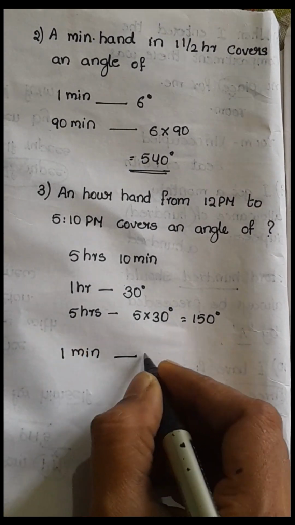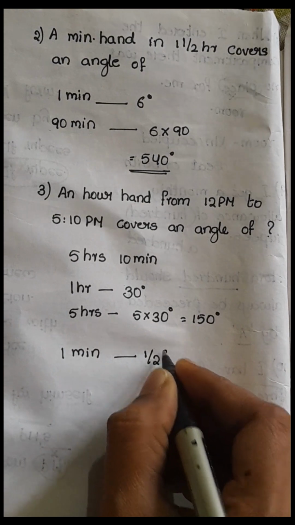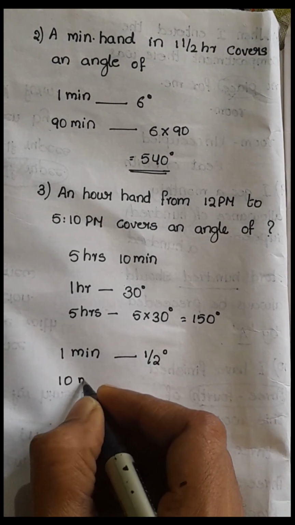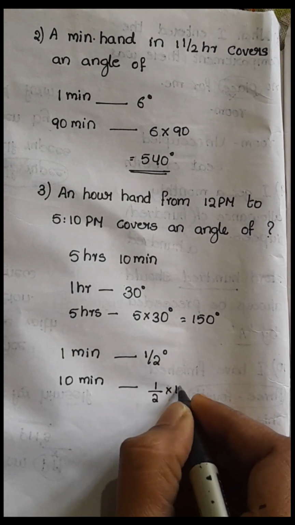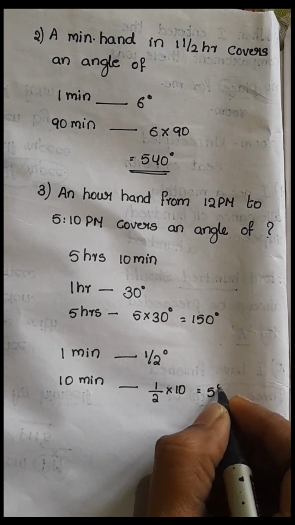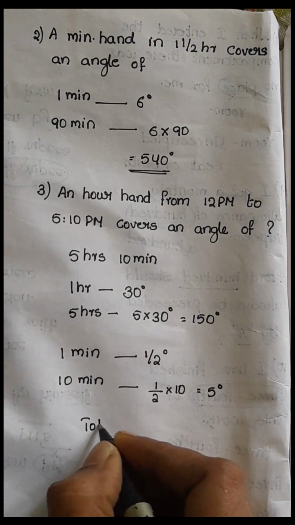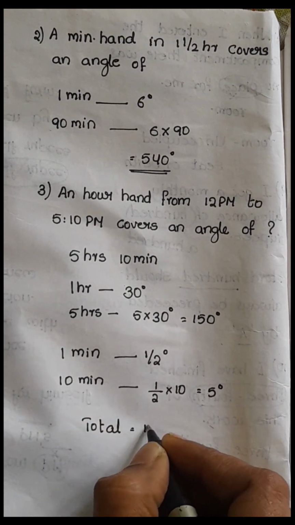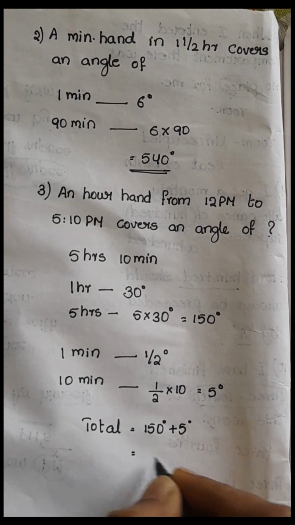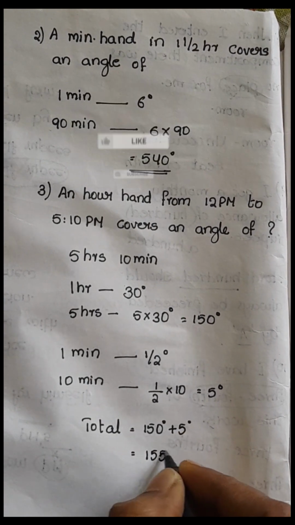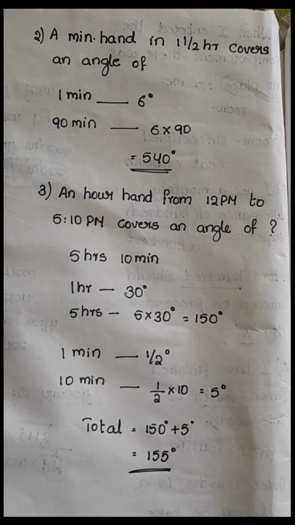In 1 minute it covers an angle of half degree, but in 10 minutes it covers 1 by 2 into 10, which is equal to 5 degrees. Total 150 degrees plus 5 degrees is equal to 155 degrees is the answer.